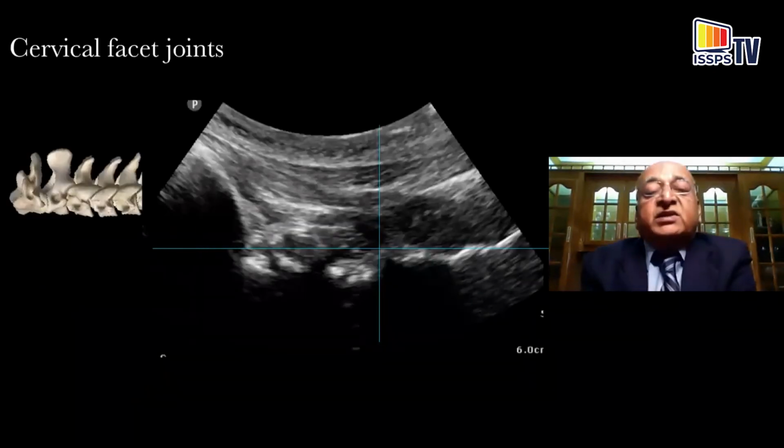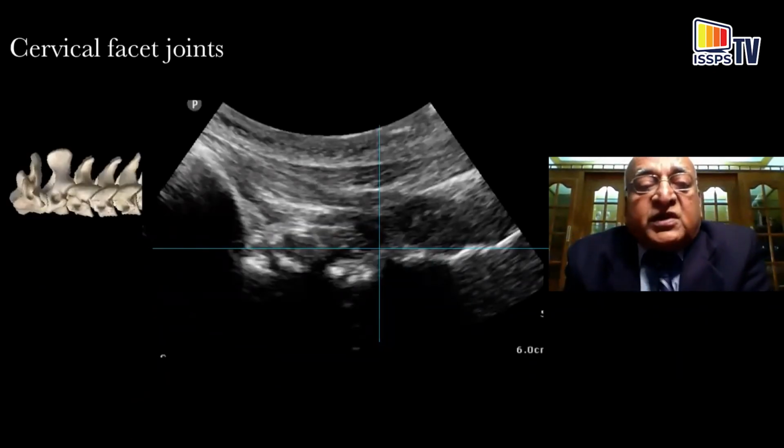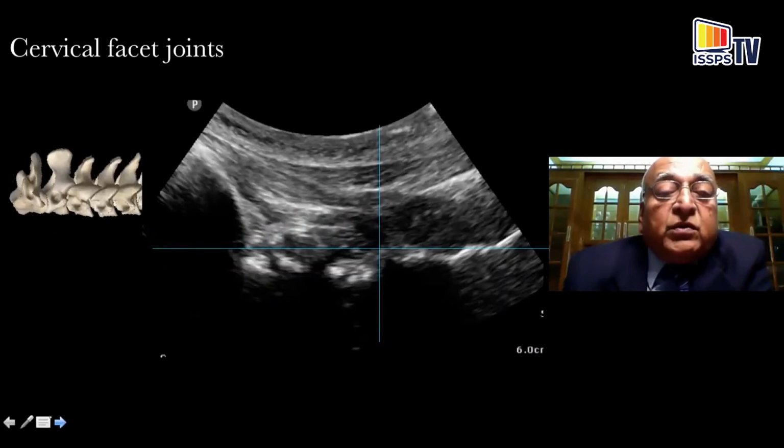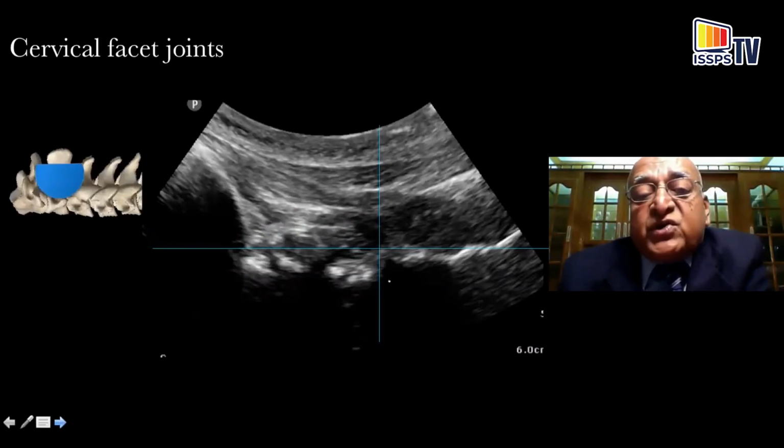Some of the interesting things that we do in the neck as pain physicians is cervical facet joint injections. Facet joint injections are usually located using a transverse view, with the patient lying on his lateral side with the injecting side upwards. If you were to use a curvilinear transducer, you're able to see multiple levels.